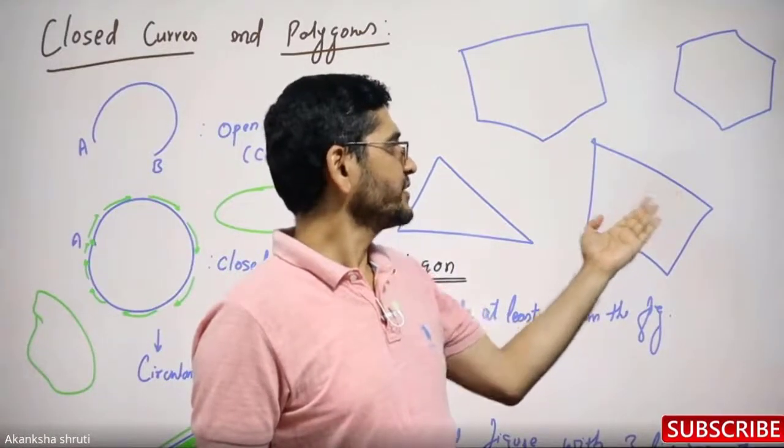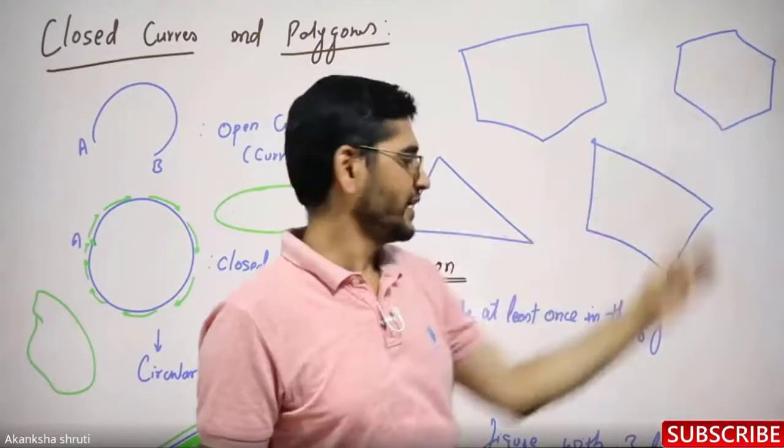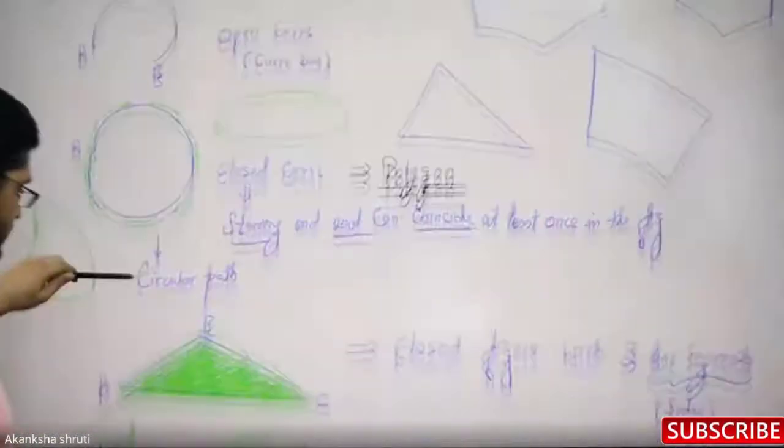Like here 4, it is called quadrilateral. Here 5, it is called pentagon. Here 6, it is called hexagon. Okay, students, it is like this.